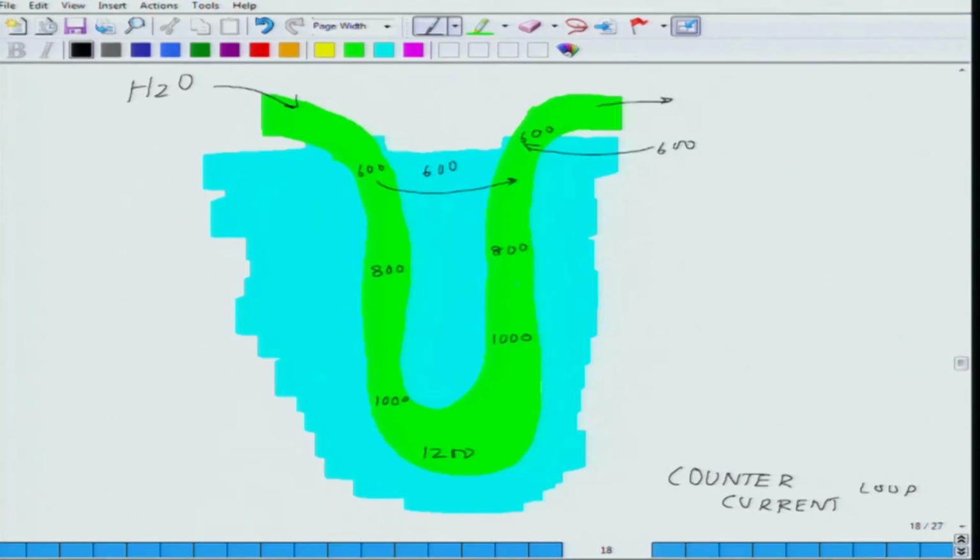This side also it is 600. Then here you have 800, and you have 1000, and in the same way from the surrounding 1000, 800. So, this is the counter current loop which is taking place here. They will try to balance each other on either side. So, on both sides it is balancing.